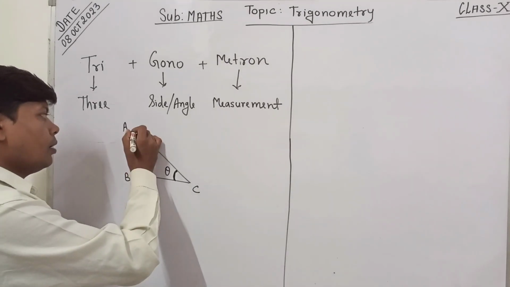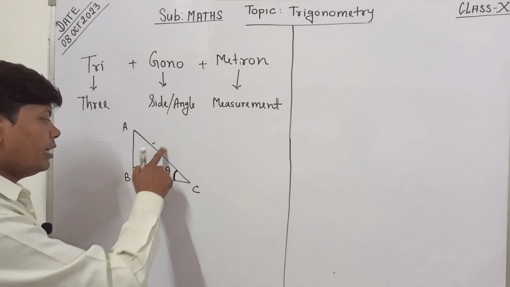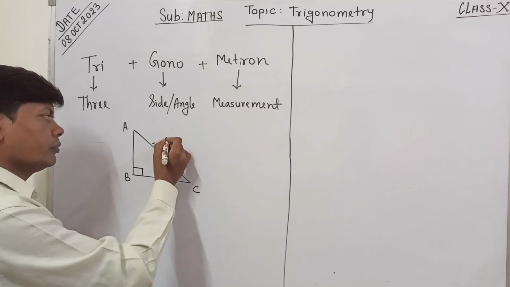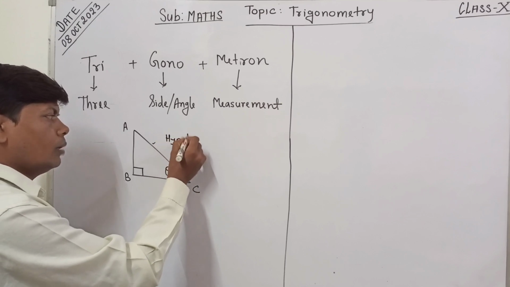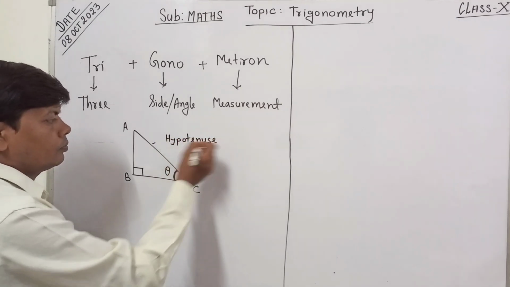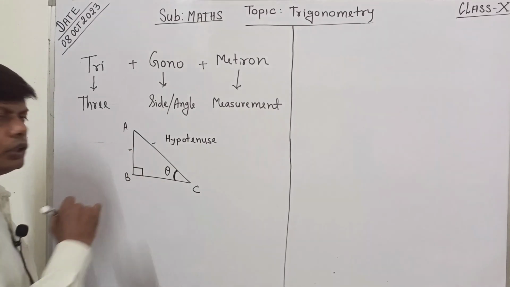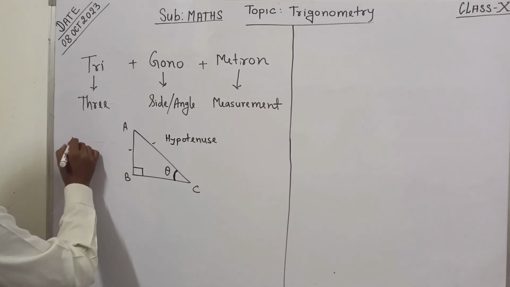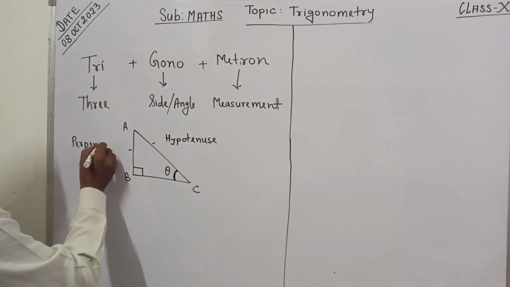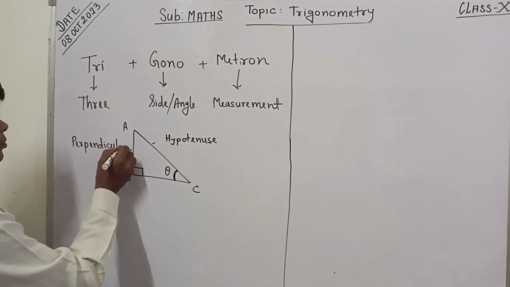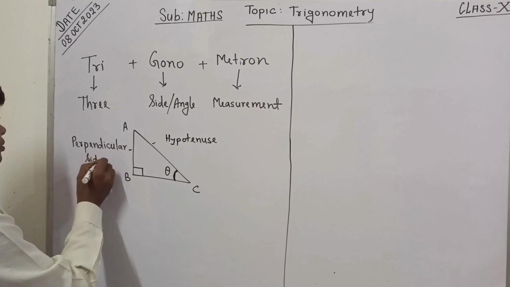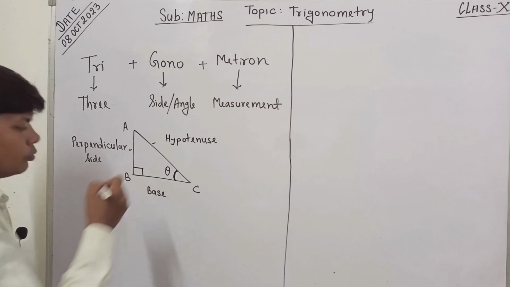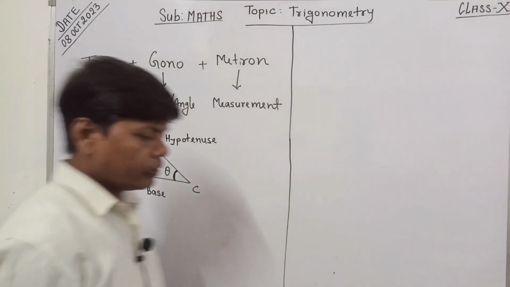Now the names of the sides. The side opposite to the right angle is the hypotenuse. And the side opposite to the angle is the perpendicular side. And the remaining side is the base of the triangle.